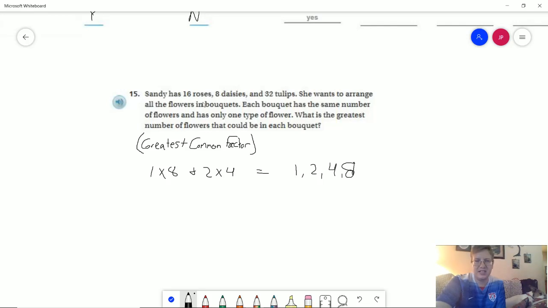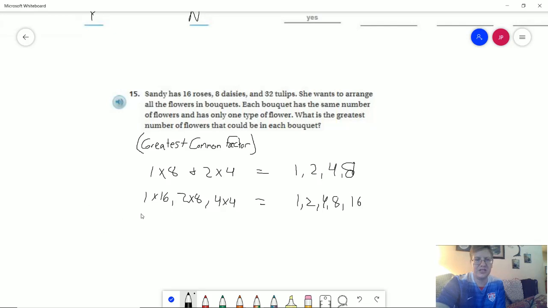For 16, we would end up with 1 times 16, 2 times 8, and 4 times 4. So we're not going to write 4 twice when we do this. So our factors would be 1, 2, 4, 8, and 16.